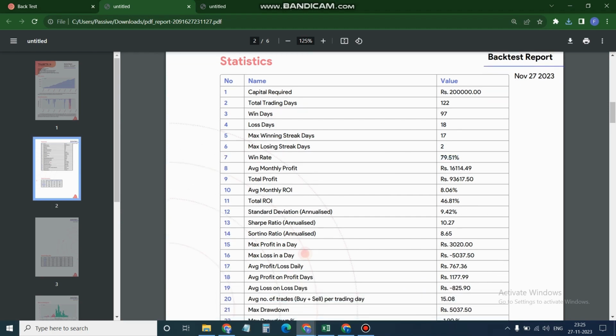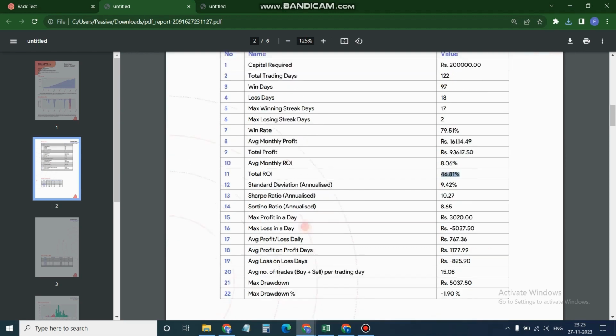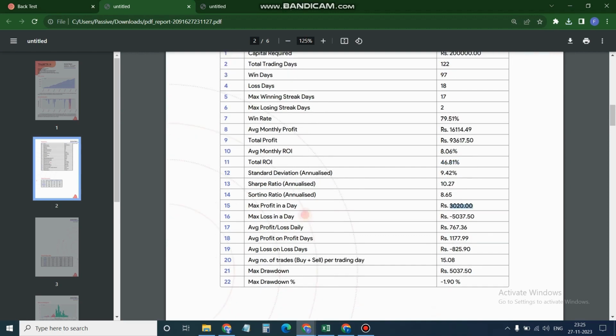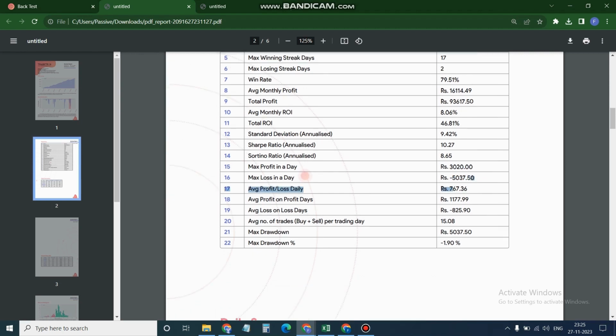Average monthly profit we can see is 16,114 rupees. Total 93,000 profit. Monthly it comes around 8% returns, which is annually 96 to 100%. Total returns 46% for the last 6 months, and the maximum profit in a day 3020, maximum loss in a day 5037 rupees. So these are the remaining things.